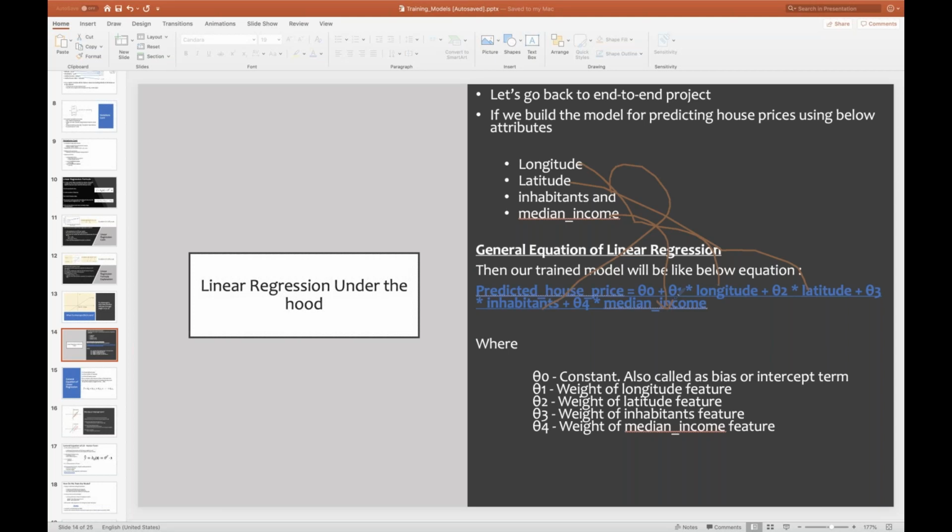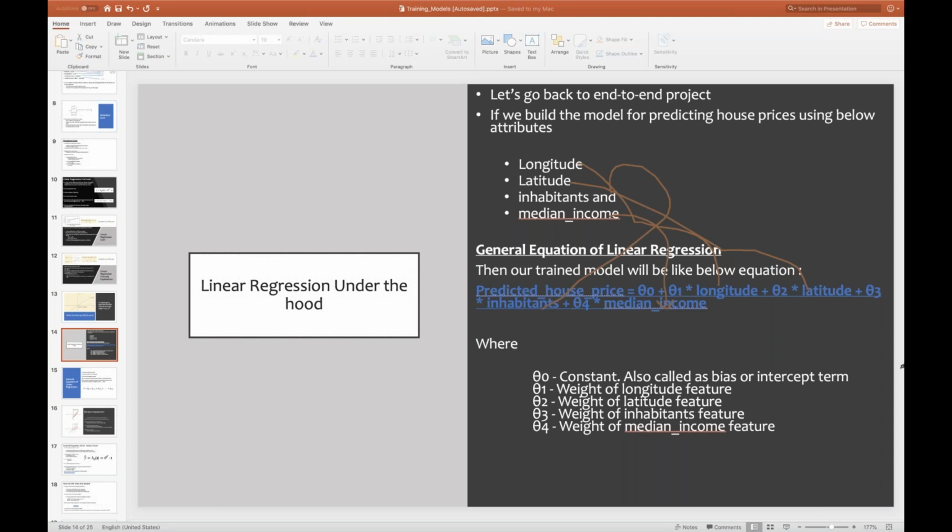Now, what is the feature value of the third instance? The feature is inhabitants. Whatever you get when you multiply theta 3 into inhabitants is the value of the third instance. Now the fourth instance: theta 4 multiplied with median income will give you the fourth instance feature value. Now we need to understand what theta 0 is. To understand it, you need to understand the intercept value. The intercept value theta 0 will be equal to 0 because you have to start the observations from the starting point of x and y.